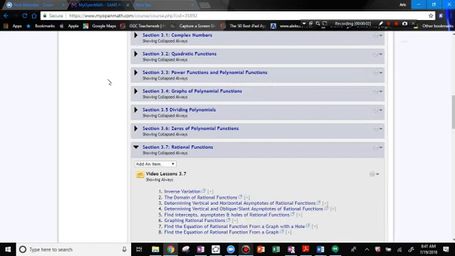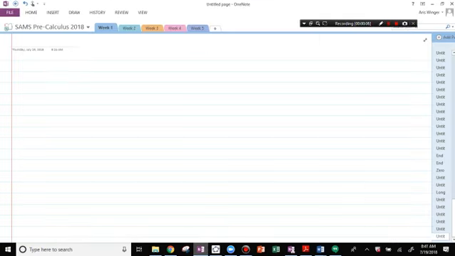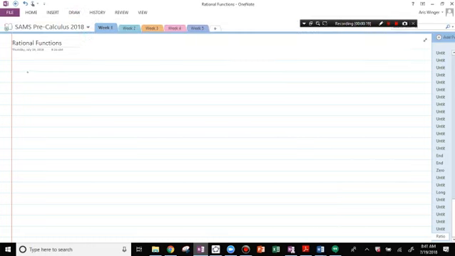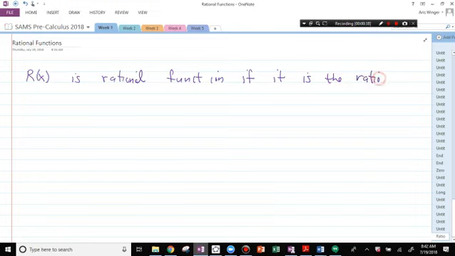Rational functions. Here's the definition. We had mentioned it yesterday. We'll call it R. R of x is a rational function if it is the ratio of two polynomials.